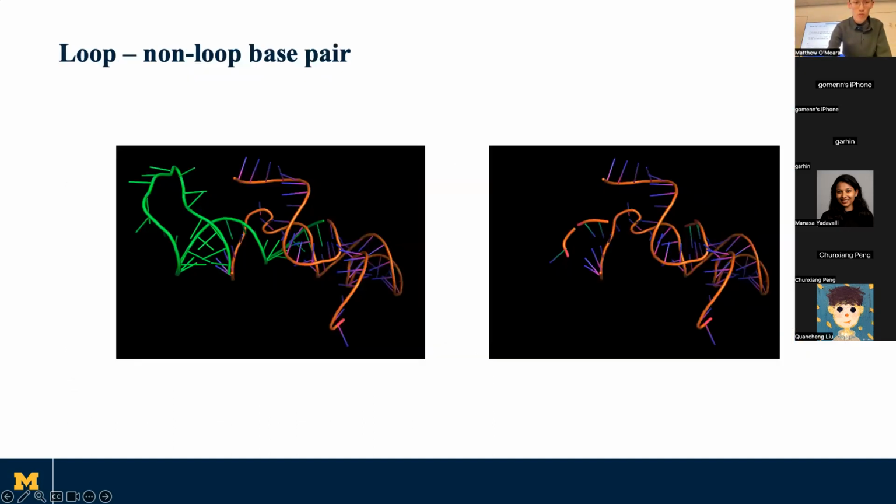And so I'll go on to the loop to non-loop base pair. If we already know there is a base pair between the existing structure and the loop we want to generate, then we can use it to make the task easier. For example, this green loop is what we are about to generate, and this colorful structure is what we already have. Then we can first put some residues like this to make the task easier.